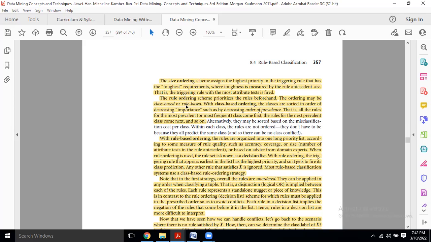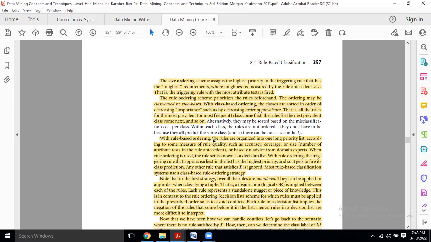Another rule ordering method is rule-based ordering. In rule-based ordering, the rules are organized into a long priority list, based on rule measures such as accuracy and coverage, or the size. Size means the number of attributes, or we can say the toughest rule. We have learned about accuracy and coverage. So whichever rule has the highest accuracy, highest coverage, or is the toughest rule is written at the top position, and the other rules are written downwards. Or this priority may also be based on advice from domain experts. The rules written at the top will be triggered and fired.